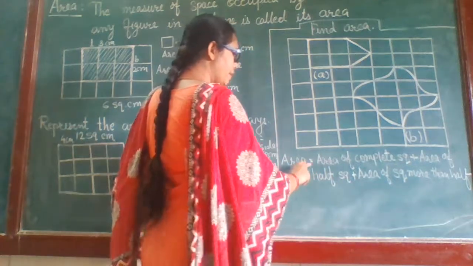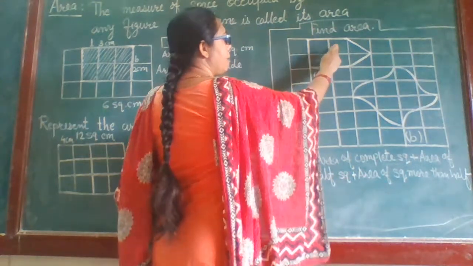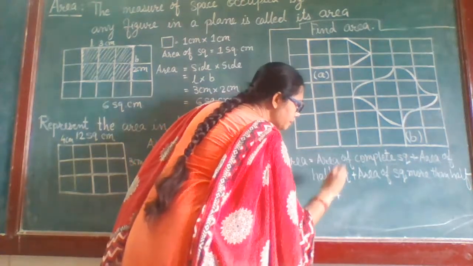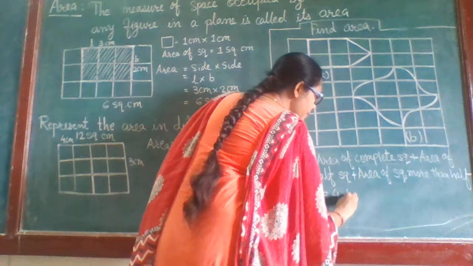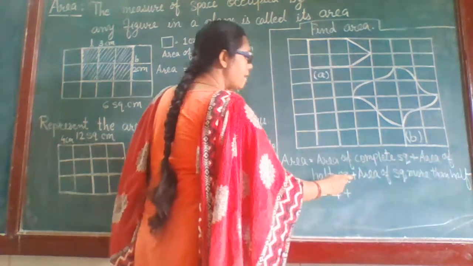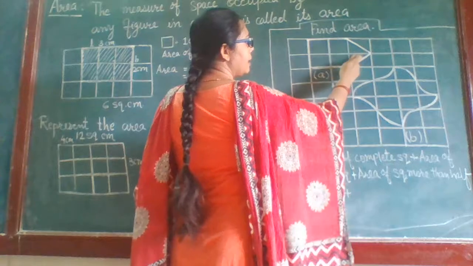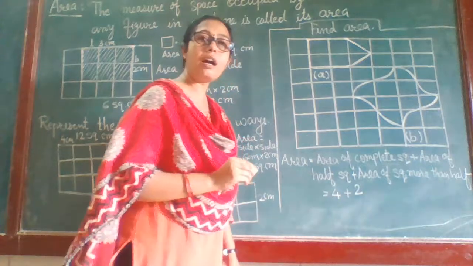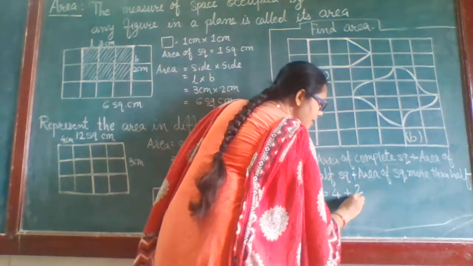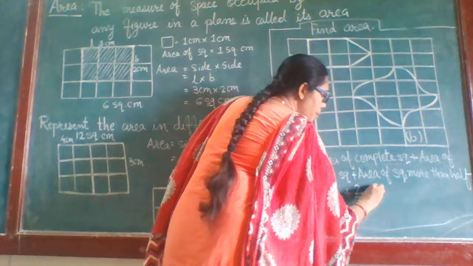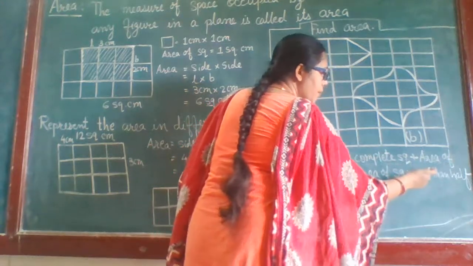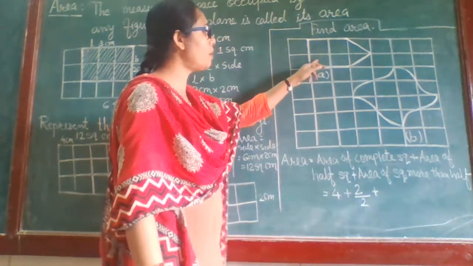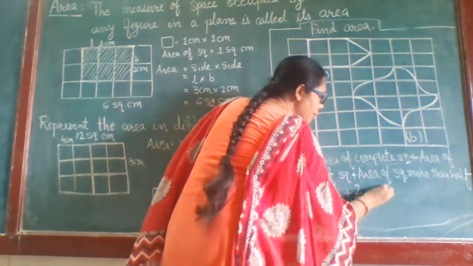So here we write area of complete square. How many complete squares? 4. So we write 4. Plus area of half square. How many half squares are there? 2. So it is 2. But they are half, so we have to divide it by 2. Plus area of square more than half. Here no square is more than half, so we have to write 0.